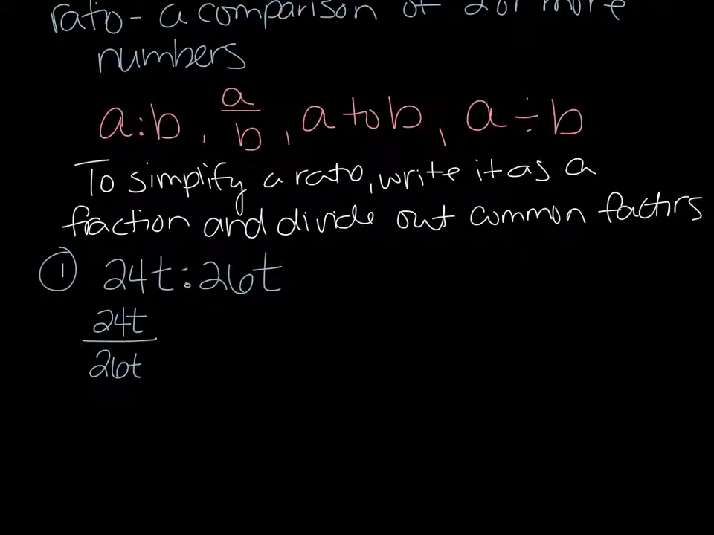And now, you don't even have to think about it as a ratio. Think about it just as a fraction. What are some things you could divide out that the numerator and denominator have in common? A 2, right? I could divide out a 2. The 24 turns into a 12. The 26 turns into a 13. Do they have anything else in common? A t. I could divide out those t's, right? So your simplified ratio would be 12 to 13.